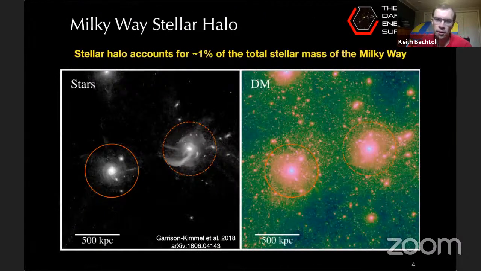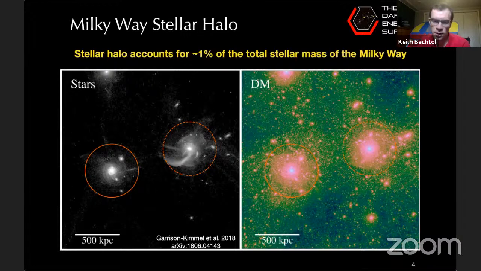So the Milky Way stellar halo is a relatively small fraction of the stars in the Milky Way by mass. It's about 1% of the total stellar mass of the Milky Way. But importantly, the stellar halo is very spatially extended. It's a large fraction of the Milky Way galaxy by volume, and it includes the regions of our galaxy that are dark matter dominated and where there are many dark matter substructures.